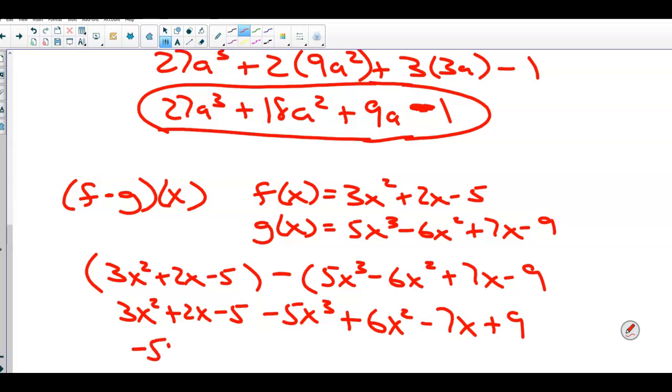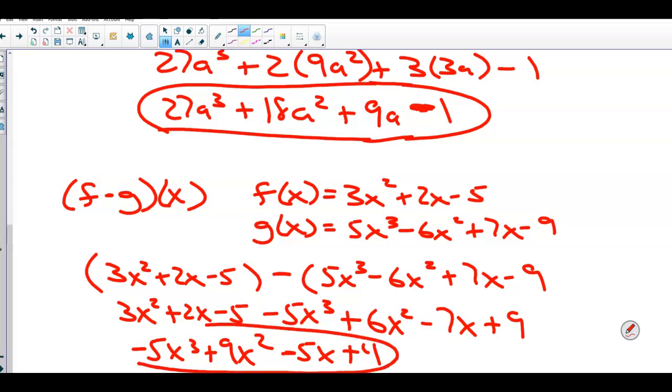Combining my like terms, negative 5x cubed plus 9x squared minus 5x, and then negative 5 and 9 is a positive 4. And that would be my answer.